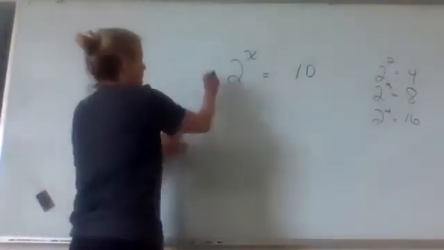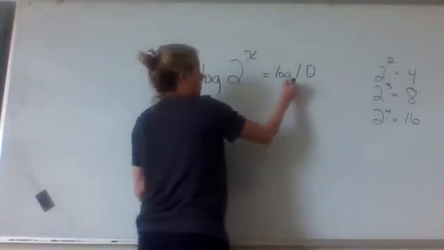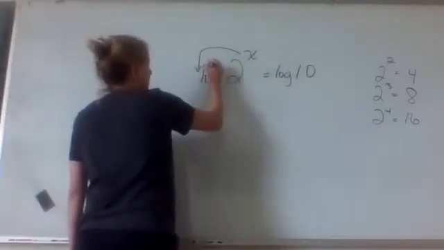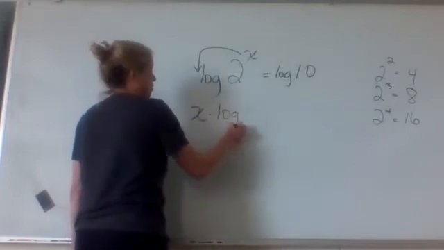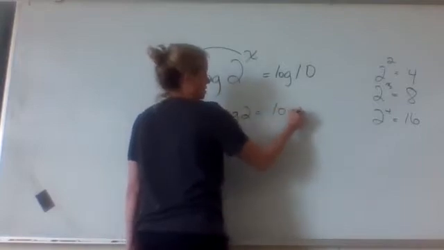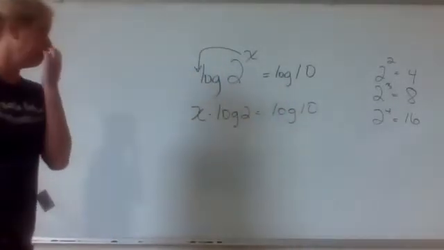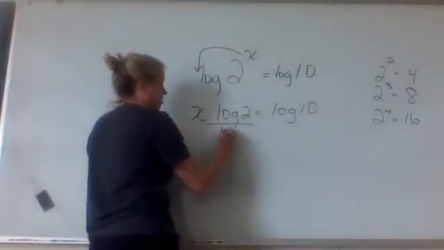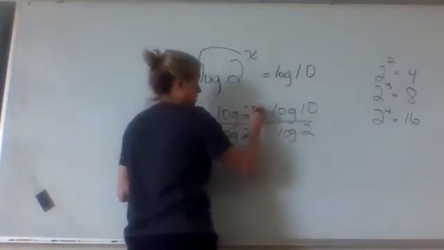So let's log both sides, because that's what's going to get my x out of the exponent. So I'm bringing my x down. So now I have x times log 2 is equal to log 10. To get the x by itself, you're dividing both sides by log 2 to cancel that.